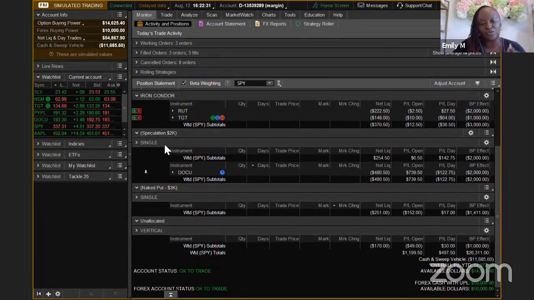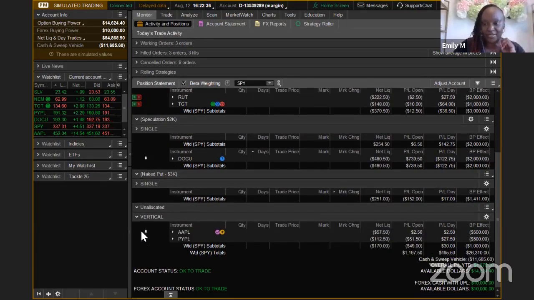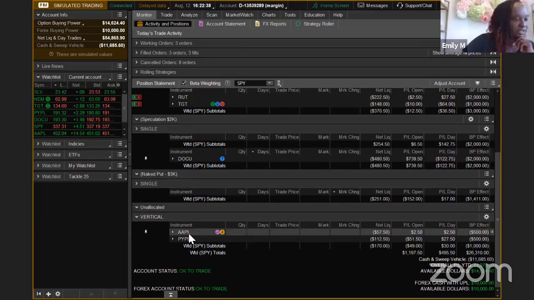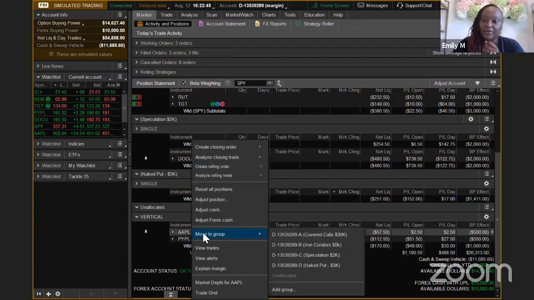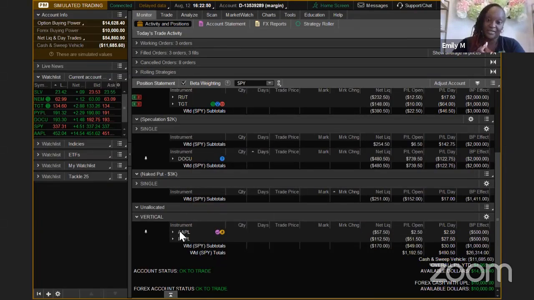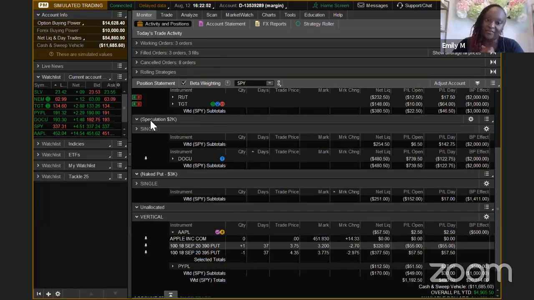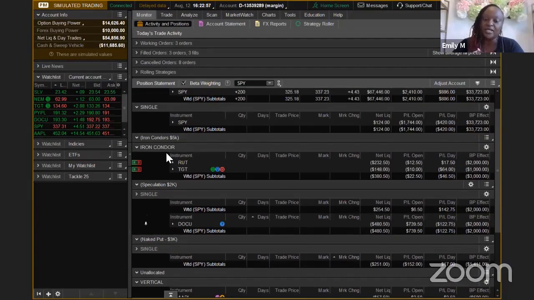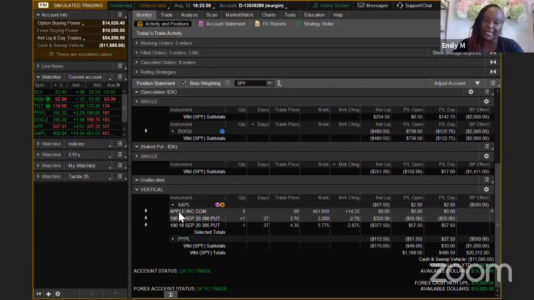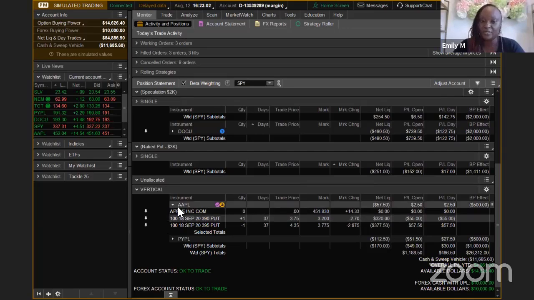How you do that is once you have a trade on, let's see, I think I have a couple down here that are unallocated. I left these here for that specific reason. So here's a trade on Apple. This Apple trade is unallocated. I'm going to move it to a group. Now, this is a bull put spread. I don't have a group for bull put spreads or credit spreads. I only have one for iron condors. So I can create another category for credit spreads and then move Apple to that category.